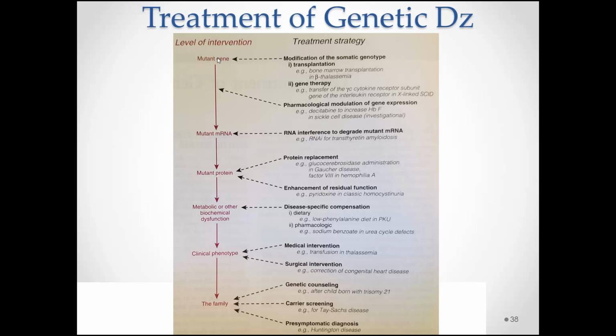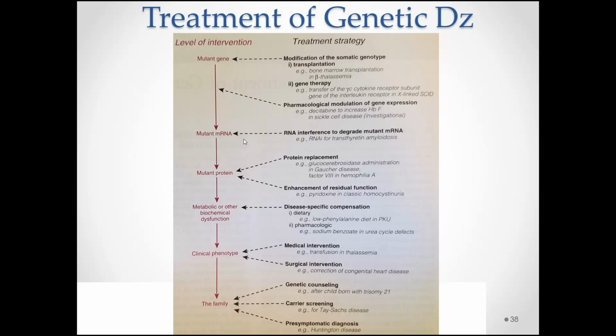So here we can think of treatments spanning anywhere from the mutant gene to the family, with genetic counseling. And where the gene is mutated, there's transplants, there's gene therapies, and we'll come back to gene therapy in more detail when we talk about genetic engineering. We also saw for thalassemia and for sickle cell disease that there's ways of pharmacologically modulating gene expression. And so we looked at using decitabine to increase hemoglobin F in sickle cell disease and thalassemia.